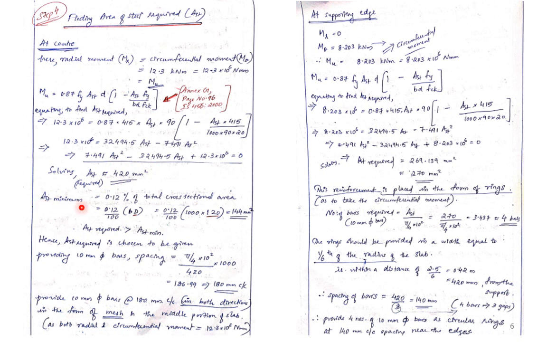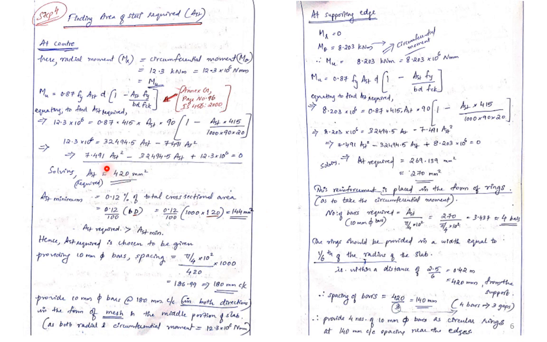You have to cross check it with the minimum Ast required. It is 0.12% of the total cross sectional area for Fe415 steel. So 0.12 by 100 into b into D. This D should be the total depth, that is 120, not the effective depth. Of the cross sectional area, you have to take 0.12%. So b is 1000 and capital D is 120. You will get the value as 144 millimeter square.